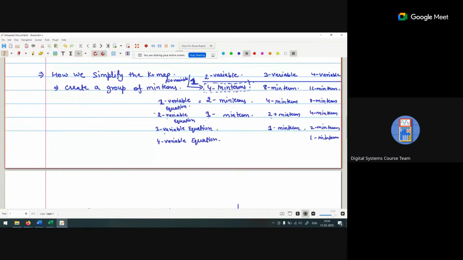Now when I go to the table, if we create a group of 2 min terms, so one variable is possible, but we can see that A and B both change. That means the variable effect of A and B both will be there.